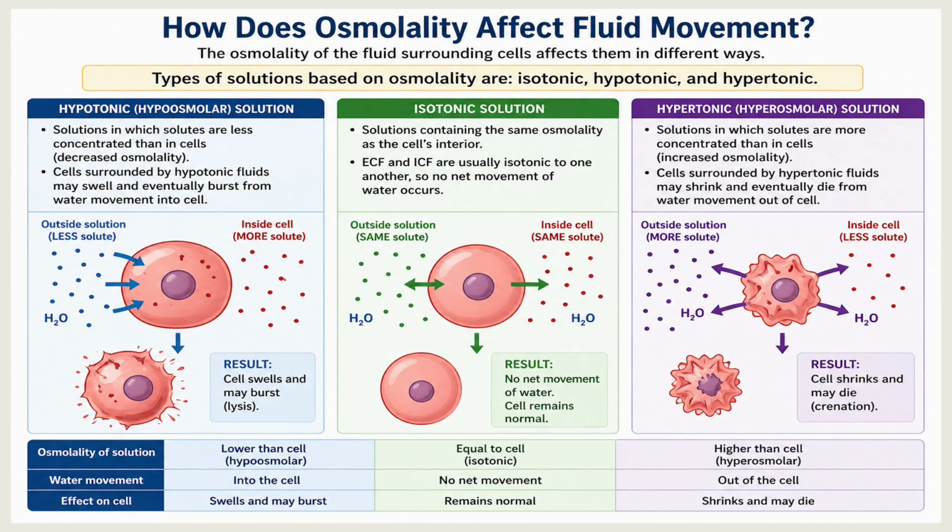Hypotonic solution. The extracellular fluid, this is the fluid around the cell, has a lower solute concentration than inside the cell. So what happens when that's the case? Water will move into the cell, okay? Because the extracellular fluid has lower concentration, it's going to move towards the higher concentration that's inside the cell. And so water will move inside the cell. And then if you have too much water moving in, the cell can swell and possibly burst. That is your hypotonic solution.